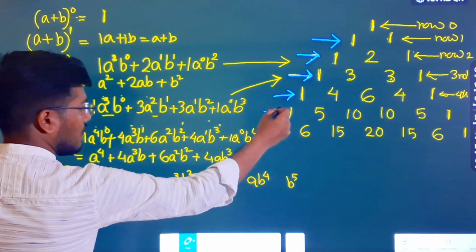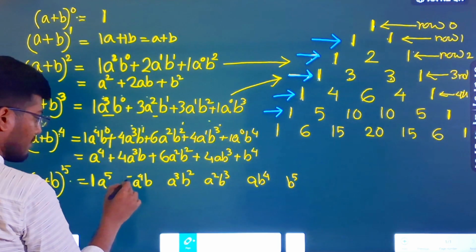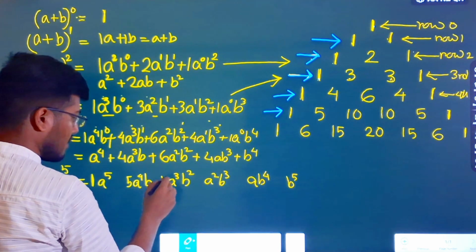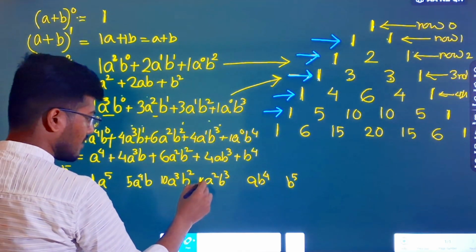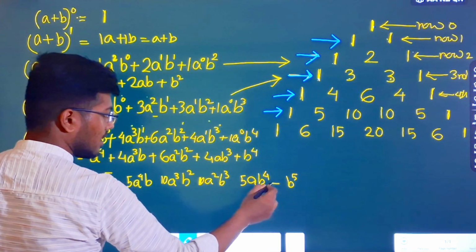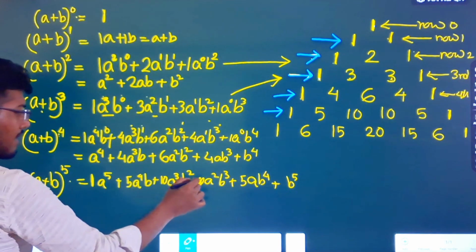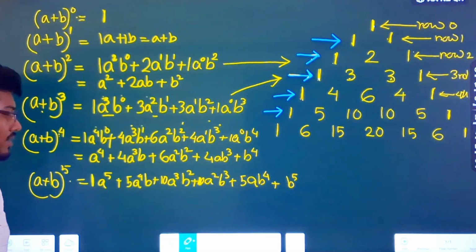Which row do you use? That is 1, then it is 5, then it is 10, then also it is 10. Then what is the next part? It is 5 and it is 1. If you add it, you find out these formulas. Okay. Clear? Yes or no?